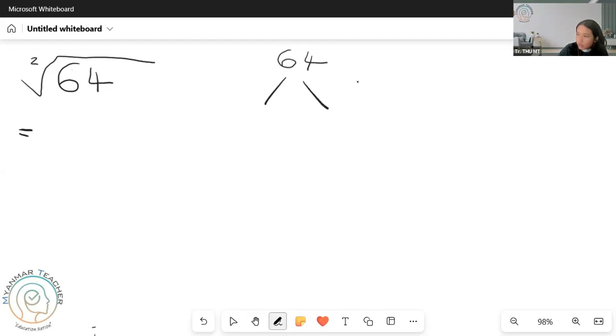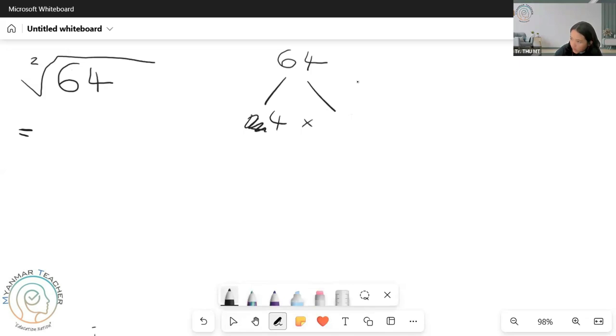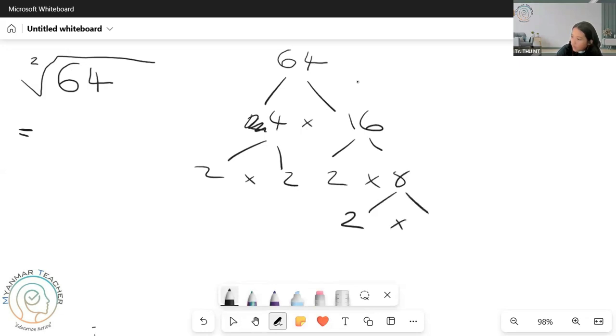64 is going to keep on dividing until we have the prime factors. So 2 times 32, which is 4 times 16, which equals 2 and 2, and 2 and 8, and 2 times 4, and 2 times 2.